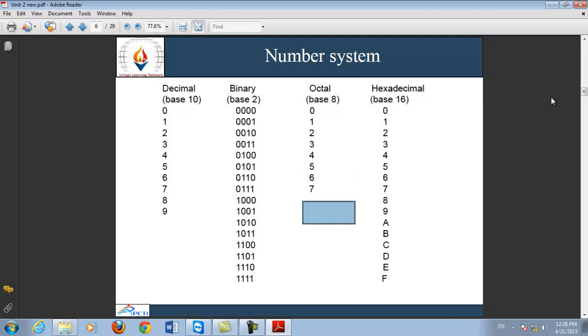This is all about the number systems: the 4 types of number systems and the values associated with them. Now, if you have any queries related to this, then you can ask freely. Okay.